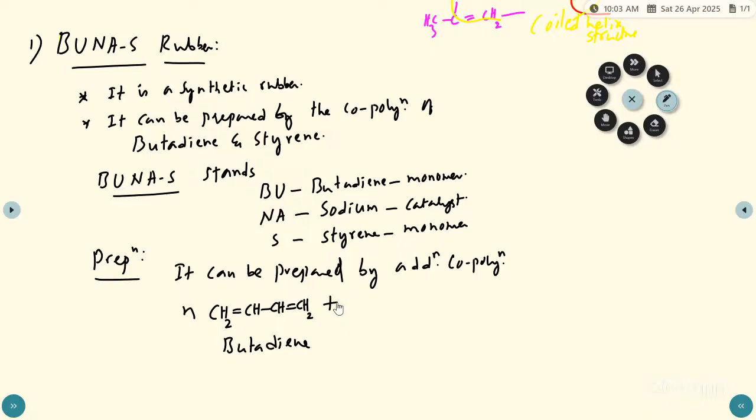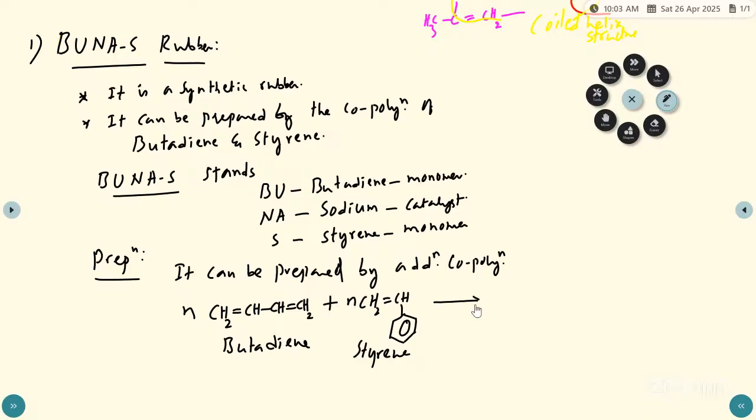Next, the second monomer is styrene. What is the structure of styrene? See, CH2 double bond CH. This is the vinyl group. So if we attach one benzene ring to the vinyl group, it is known as styrene. So it is the second monomer, styrene. Here also I take a number.